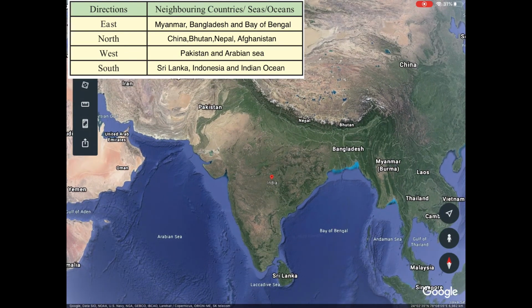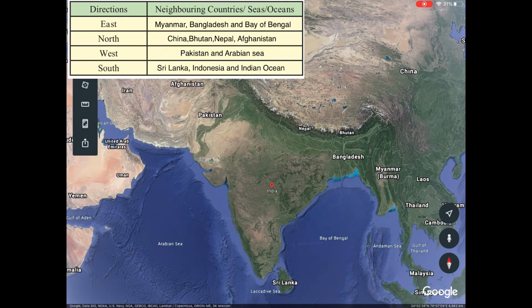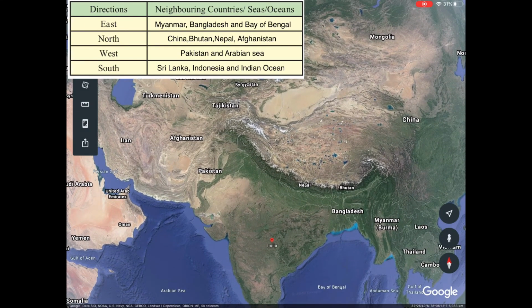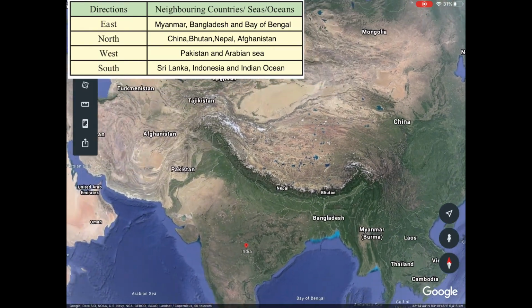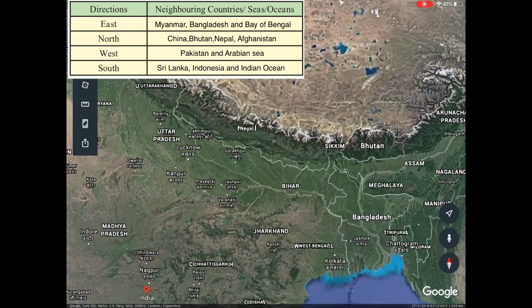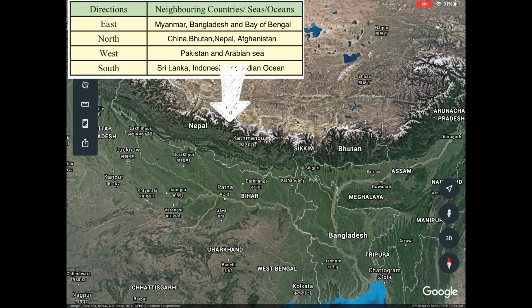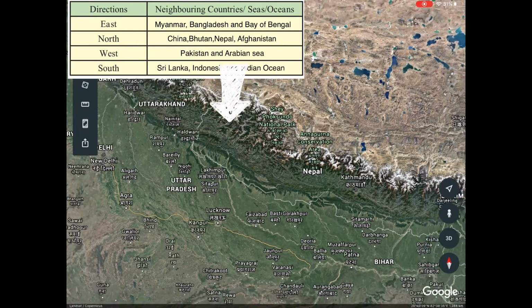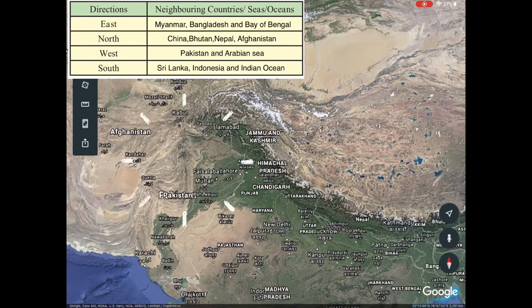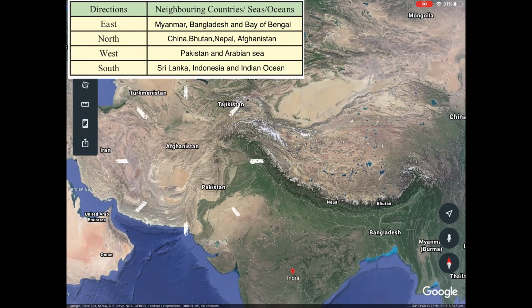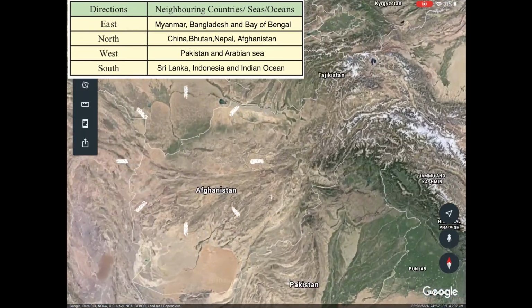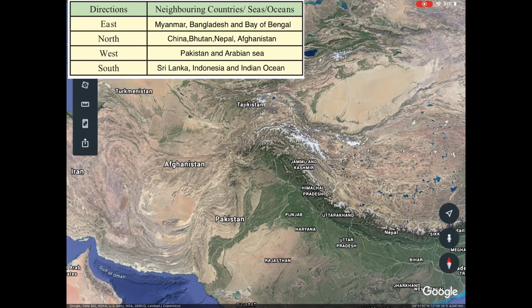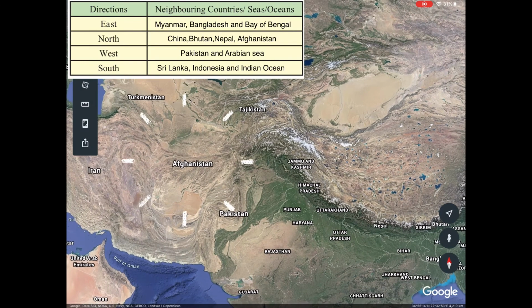Now next, at the north part, above, we have China. Then we also have Bhutan, this small country. Then we have Nepal as well in the north part, and some part of Afghanistan also touches India. Just some part over here, somewhere Afghanistan touches India. So here it is actually Afghanistan, but some part has the border with India.